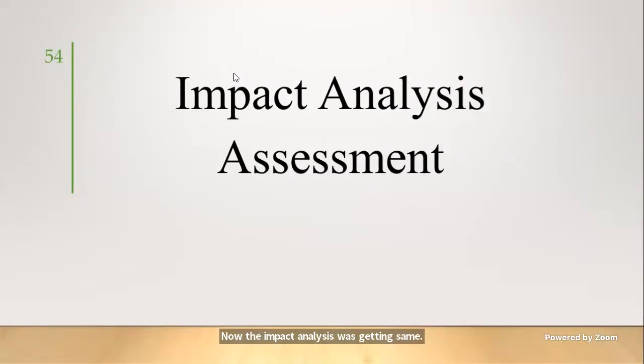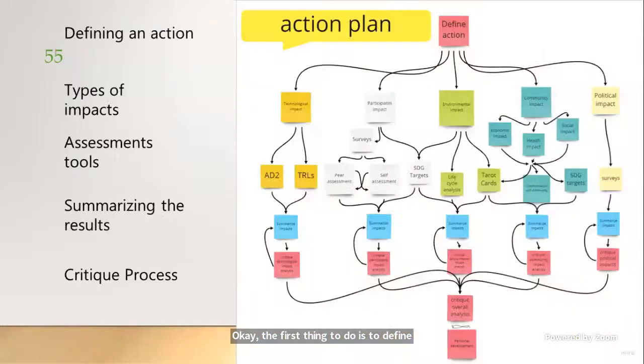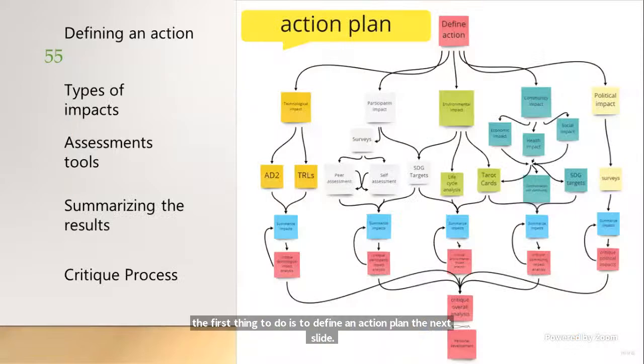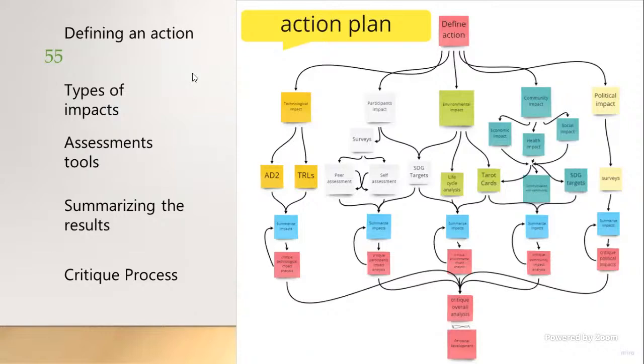Okay, the first thing to do is to define an action plan. The next slide. And this action plan could be a point design, trade study, or any part of the manufacturing process. And we also have to know that not every single action must be relevant to all types of impacts, which we will mention later. We also have our assessment tools, which will help us. Then we have to summarize our results, and then comes our critique process.